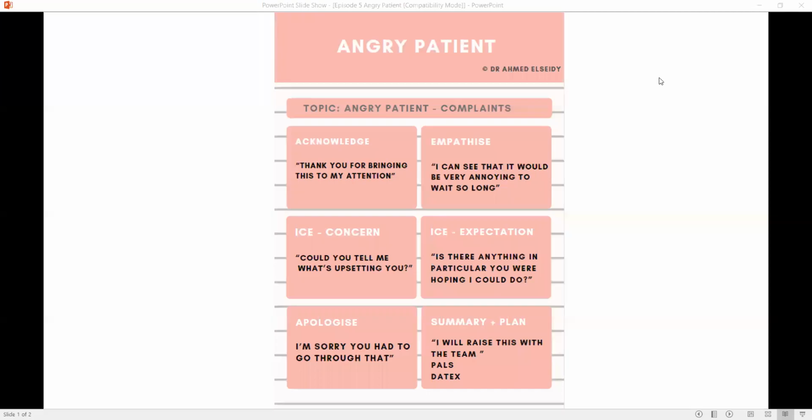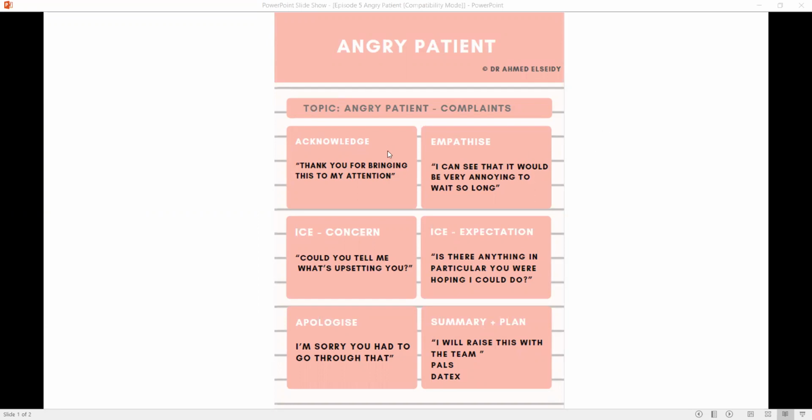All right, everyone, let's talk about how to deal with an angry patient. You may have an angry patient coming to you because of delayed treatment, for example, delayed referral. He hasn't been seen for some time. He has been waiting for a long time, or there is something that's making him angry. So how do you approach that? A quick stepwise approach, as you can see here in the mind map.